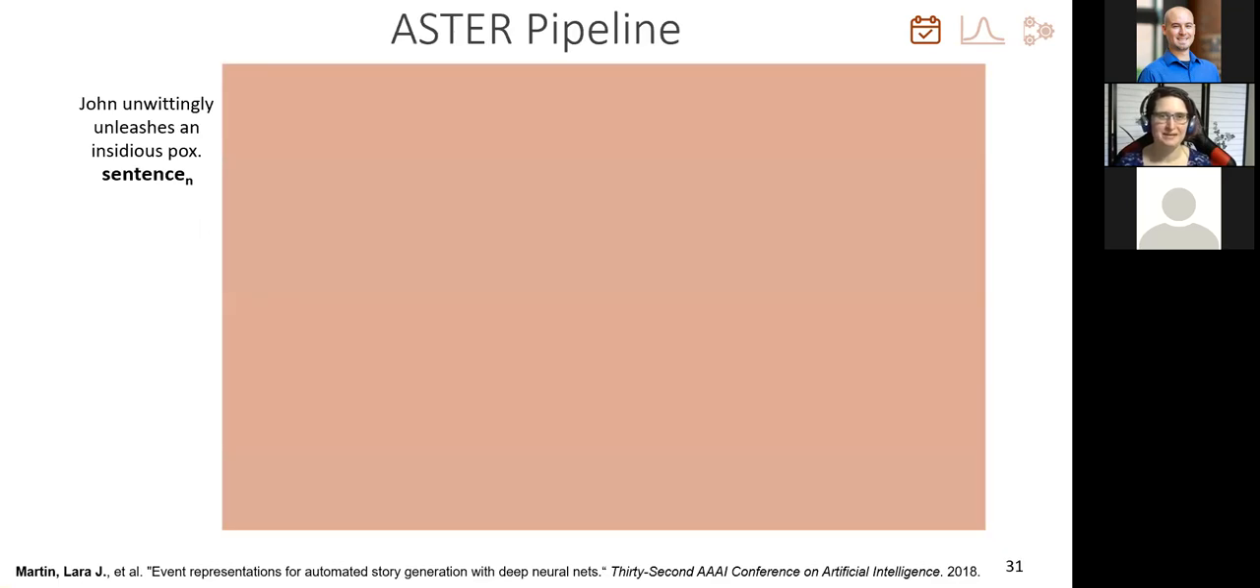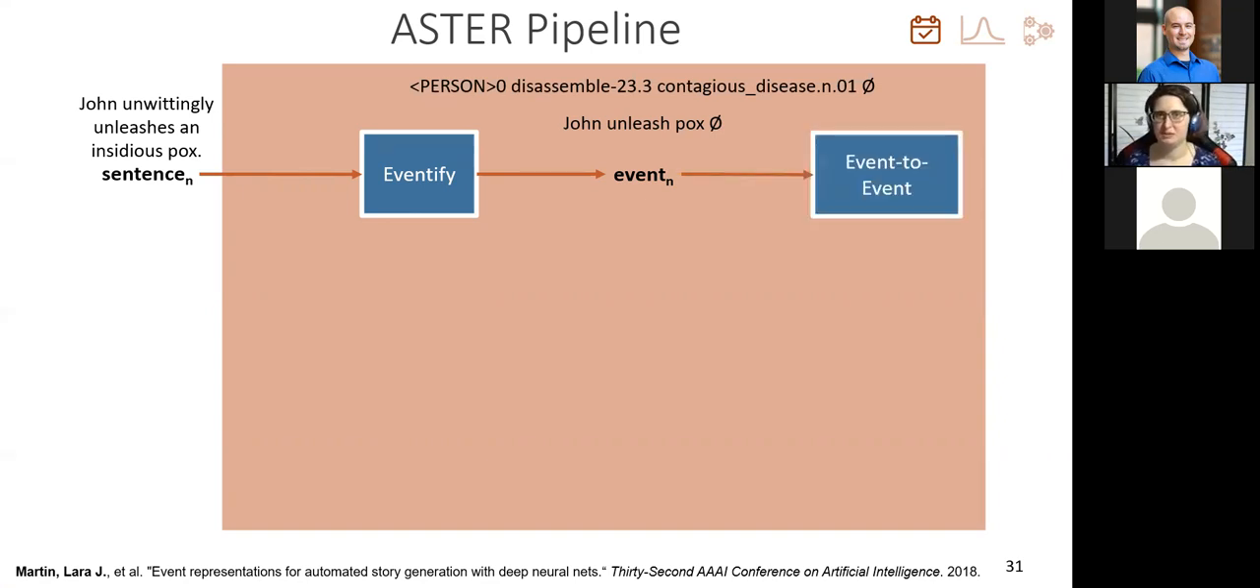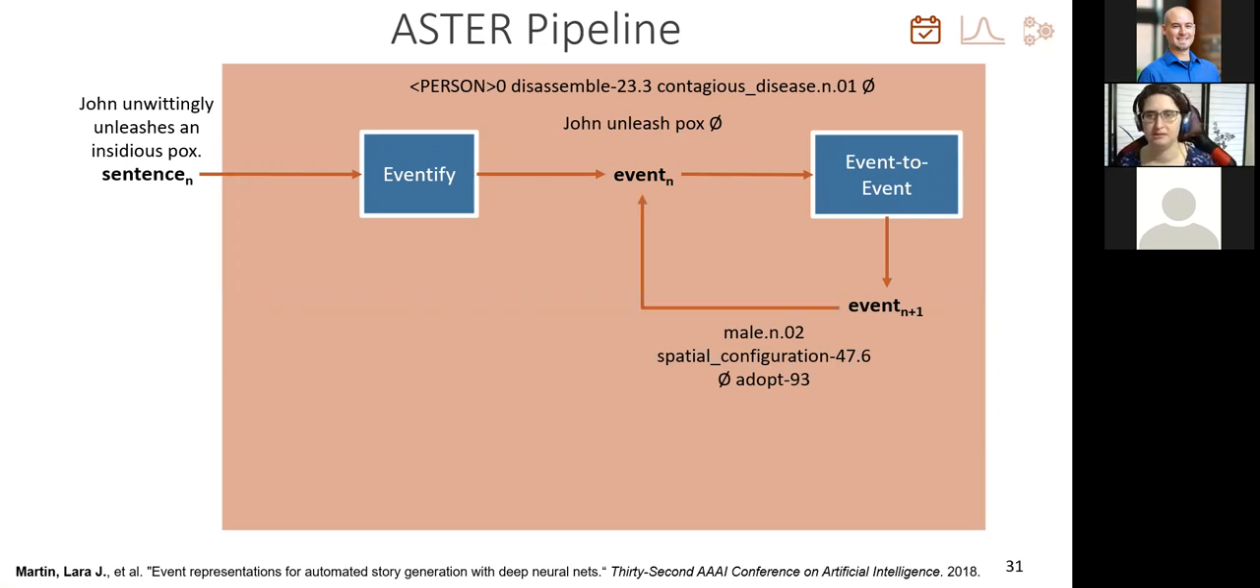And the way that it worked is I would eventify a sentence, so John unwittingly unleashes an insidious pox, which I apologize for. I've been using this example for a while now. It was pre-pandemic. And the event I would get out would be John unleash pox, empty parameter, or the generalized form would be person 0 disassemble contagious disease, empty parameter. And then I trained a sequence-to-sequence neural network to generate the next event in the story, male spatial configuration, empty parameter, adopt. And then I could just loop through this to create a longer and longer story.